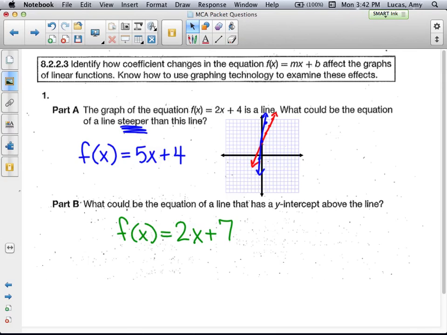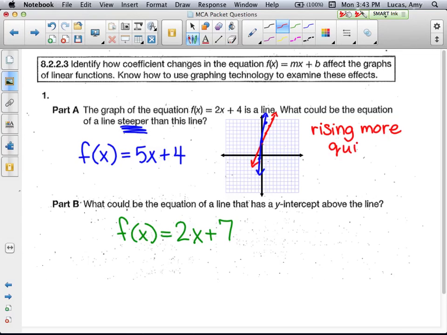This benchmark is talking about how changing the coefficients, changing the slope, you can make your line steeper. On Study Island, they would say that this was rising more quickly because it was a positive slope. For negative slopes they might say falling more quickly. Rising is when it's increasing, a positive slope. Falling is a negative slope. Falling more quickly would mean that it's steeper, just like rising more quickly is.